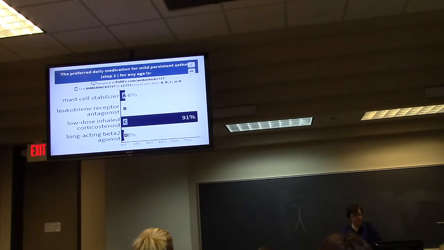Okay, so low dose inhaled corticosteroid. Okay, so let's just walk through these because some of you chose different things. So the key words in here are preferred, daily, and mild persistent asthma and the age. Okay, so those are the things you have to clue into. Since it's for any age, it's not going to matter.